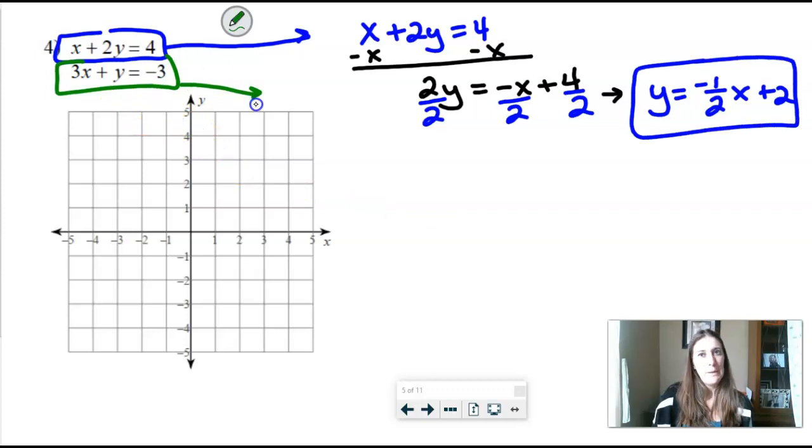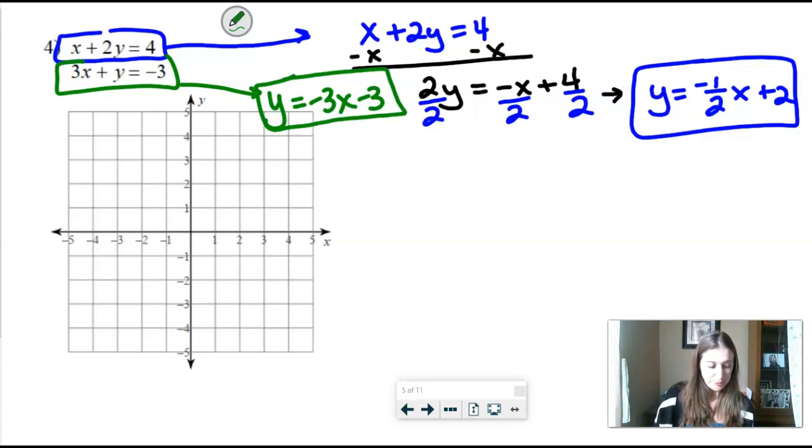And then this green one, much easier to get y by itself. I'm just going to subtract the 3x over. So it becomes y equals negative 3x minus 3. Okay, the blue one, in slope-intercept form, now I see it starts at a 2. And then careful, your slope is a negative 1 over positive 2. So you're going to travel down 1, right 2. Down 1, right 2. Could also go up 1, left 2. That would still be negative.